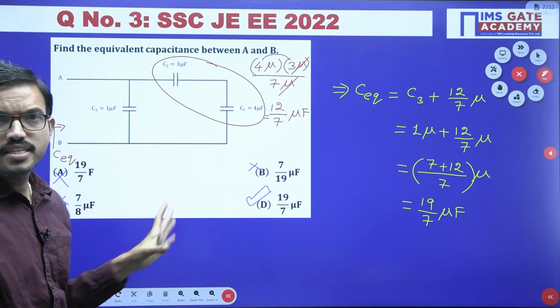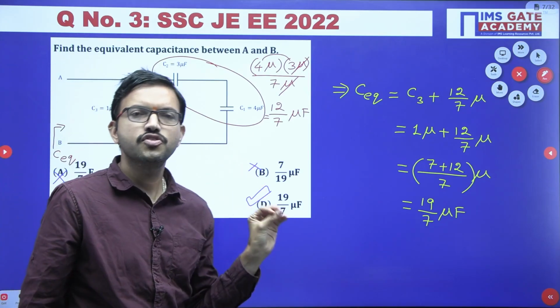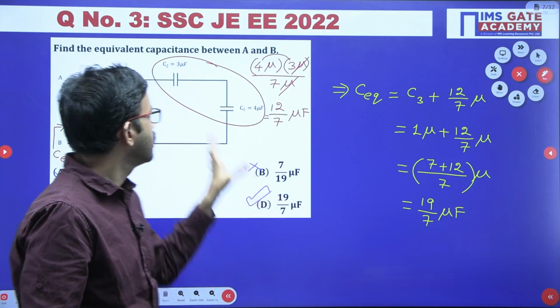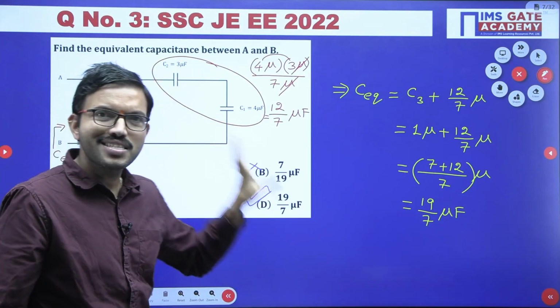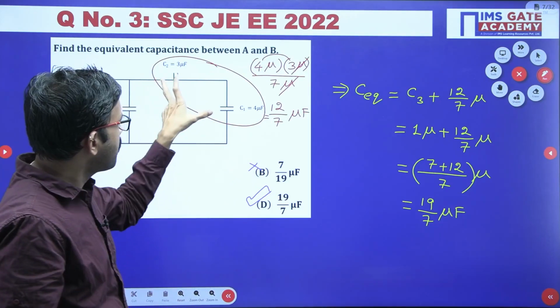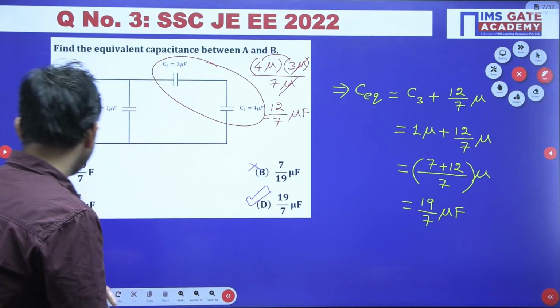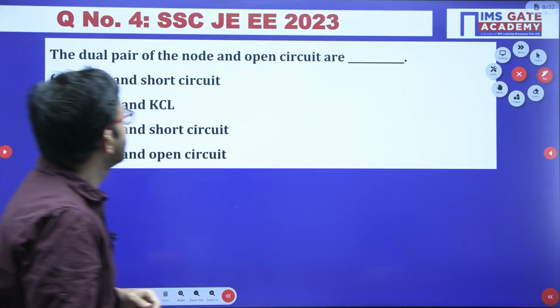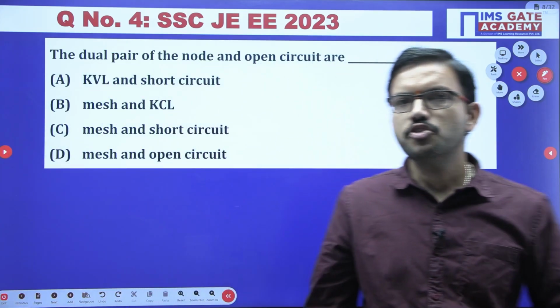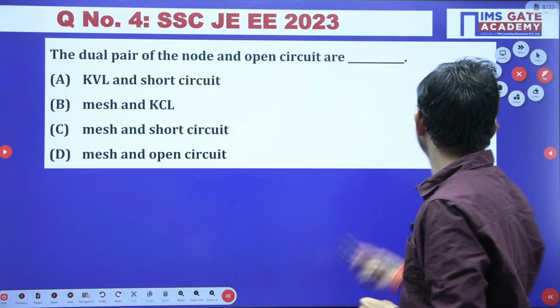I hope it is clear for everyone, but generally a few students may make a silly mistake. Whatever the resistor series formula is, they may apply a similar formula here. You should not; exactly the opposite applies. So this is a simple question with respect to the duality concept. All of you give it a try.